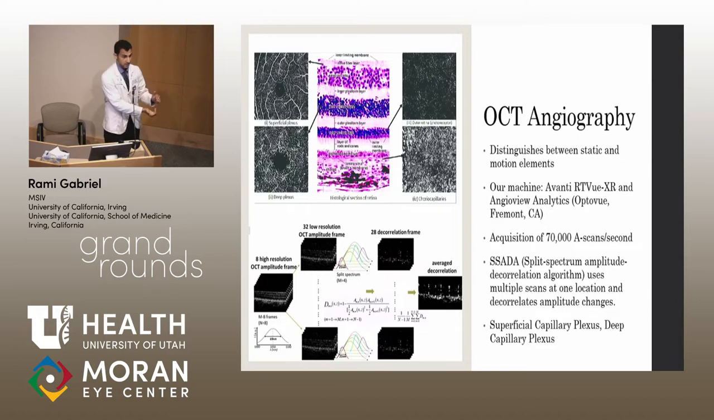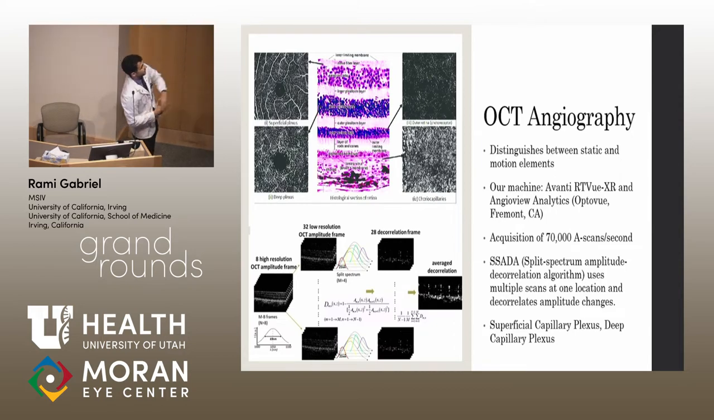scans of light, and then the amplitude coming back is what's measured. For the angiography, the SSADA, the split-spectrum amplitude decorrelation algorithm, basically looks at the change in the amplitude. Tissue that doesn't move should have a constant amplitude, but tissue that's there, then not there, will have an amplitude that varies. The decorrelation is basically one minus correlation. So if the amplitude is all the same, you won't get much of a signal, but if it's very varied, then you will get something that moves.